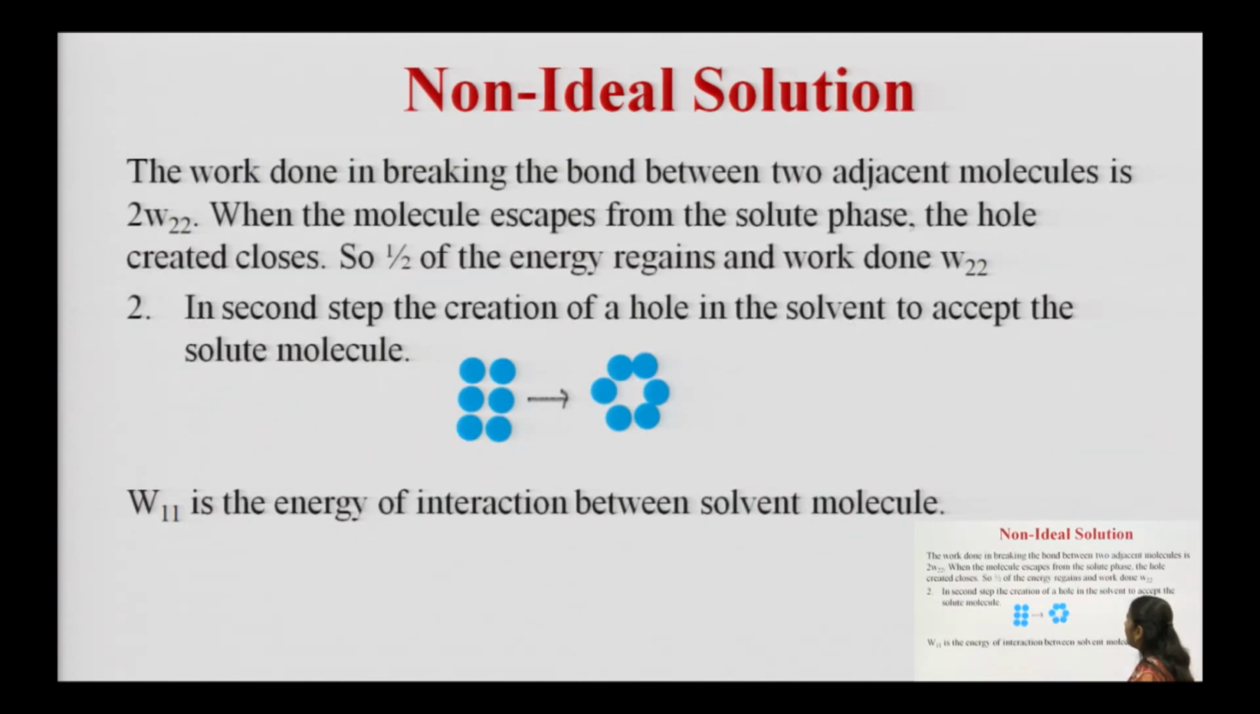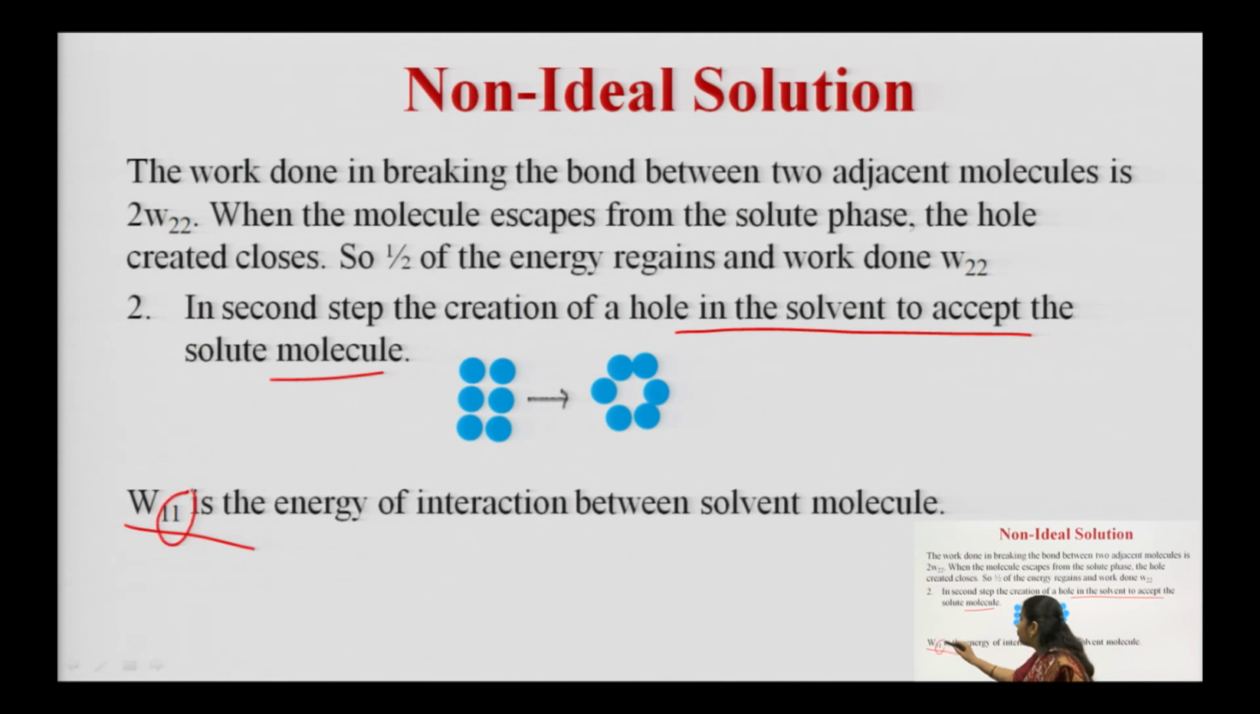Okay. Now, the second step. In the second step there is a creation of a hole in the solvent to accept the solute molecule. The solvent will rearrange itself to form a hole, so that it can accept the solute molecule. So the energy of interaction between the solvent molecules is W11, since subscript 1 denotes the solvent.